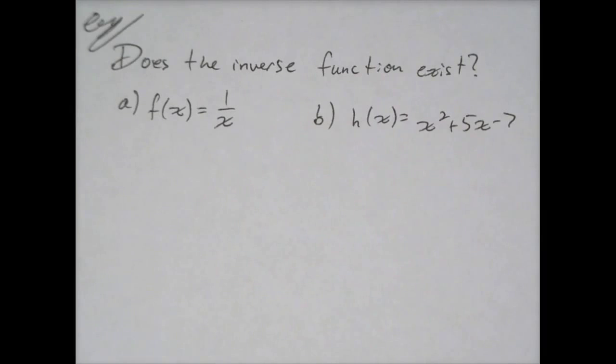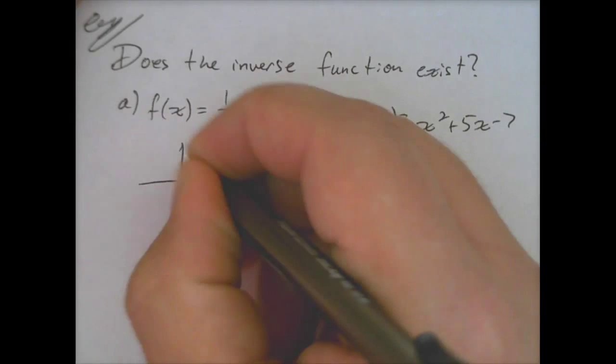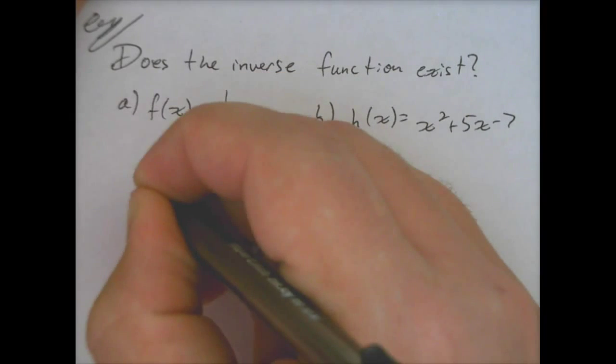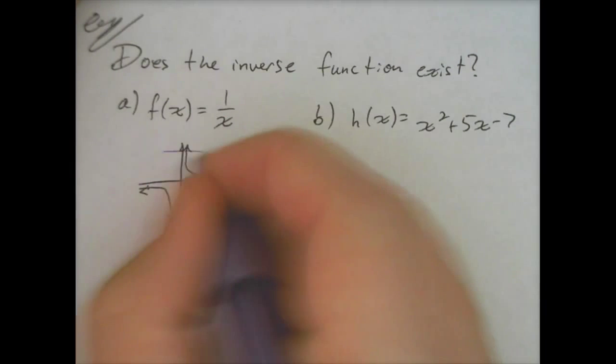Alright, in these first sets of problems, we're just going to be determining if the function exists, so I'm going to be using my horizontal line test. So, when you graph your reciprocal function, you have a graph something like that, and like that. And if you pass a horizontal line test all the way through, you're good.